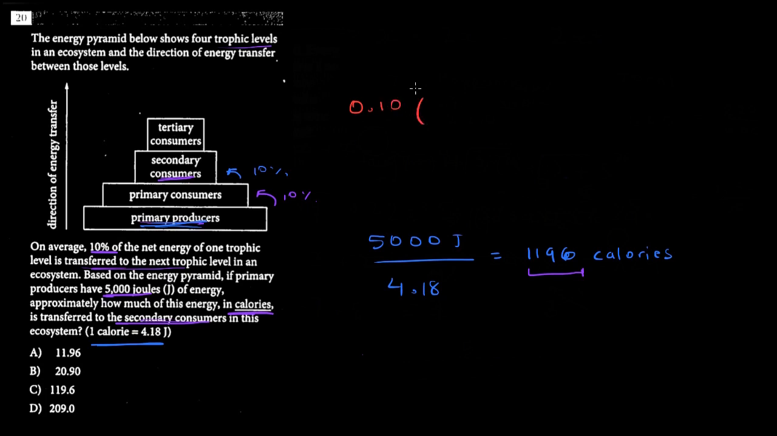10%, and 0.10 into 1196, right? 10% is just 0.10 in decimal. So 0.10 into that is what the primary consumer gets. The secondary consumer is going to get 10% of this number, and so that's 0.10 of this whole thing. And so that's what we're after.